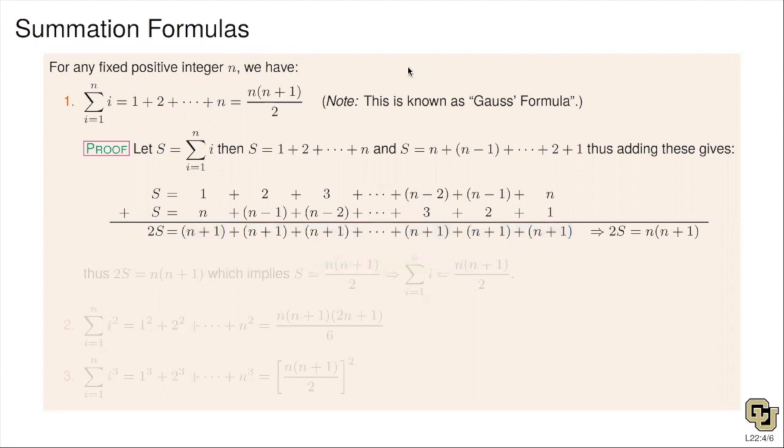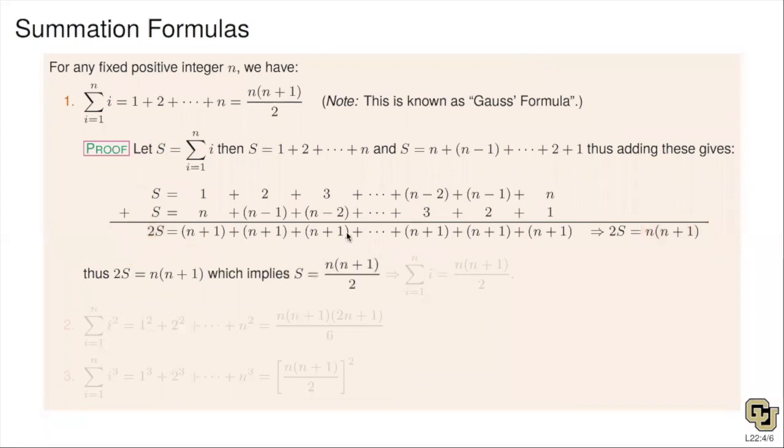So at the end here, I get an equation that looks like this. On the left-hand side, remember we had 2S. On the right-hand side, I have n times n plus 1. So I get this equation that 2S equals n times n plus 1. And remember here, I'm trying to solve for S. So let me divide both sides by 2.